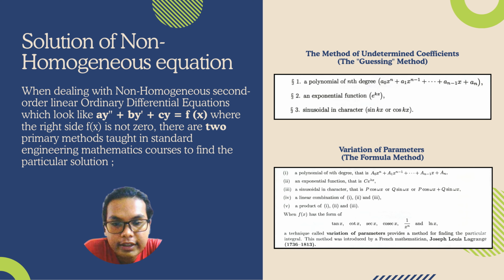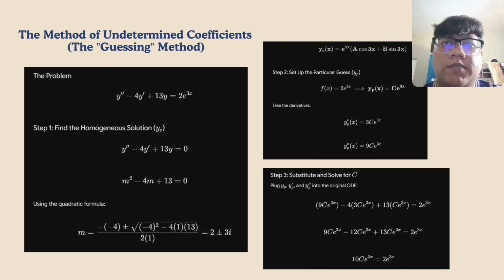So when f(x) has the form of tan x or cot x or sec x or cosec x, or even 1 over x to the power of n and ln x, a technique called variation of parameters provides a method for finding this particular integral. This method was introduced by a French mathematician, Joseph Louis Lagrange. For the second method, I'm going to explain the method of undetermined coefficients, which is the guessing method.